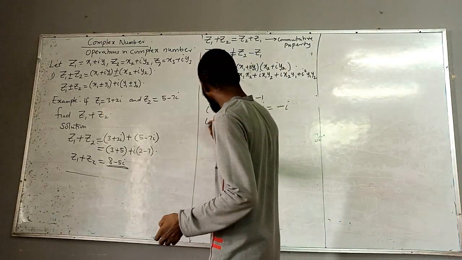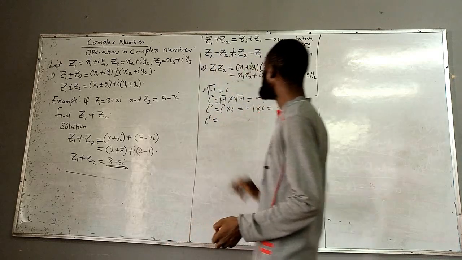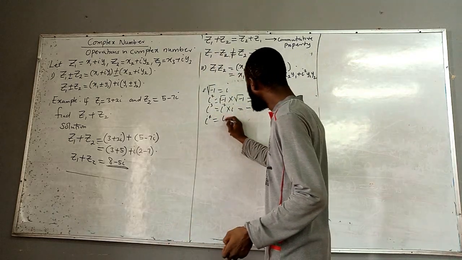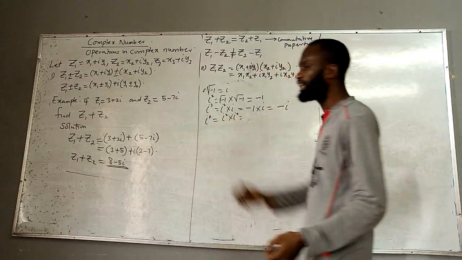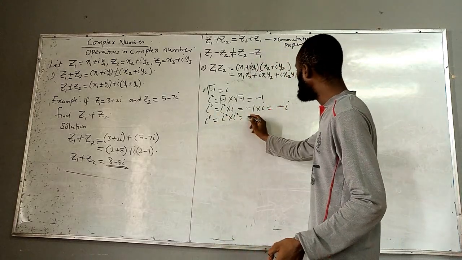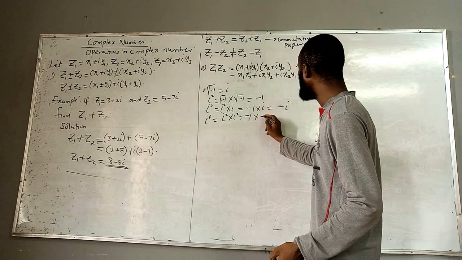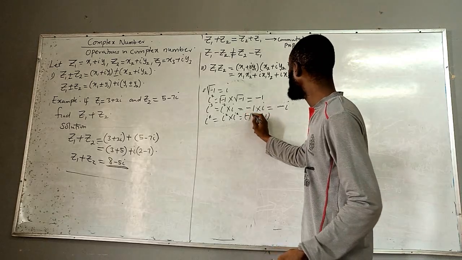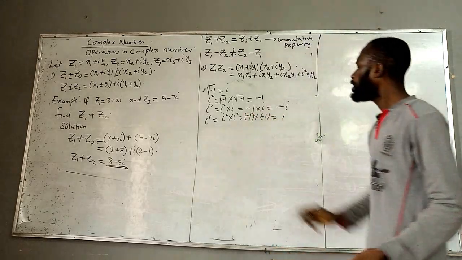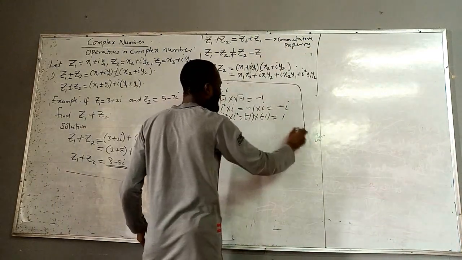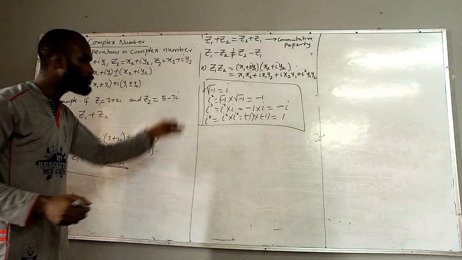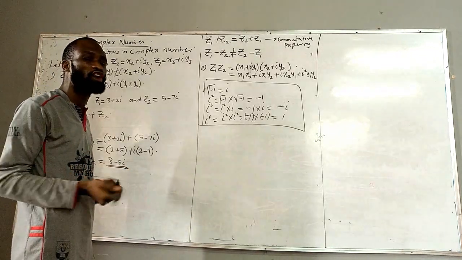How about i raised to power 4? i raised to power 4 will give me i squared times i squared. Law of indices, I'm going to get that. What is my i squared? Minus 1 times minus 1. And what is that? It is equal to 1. With this definition, you can get any power of i.